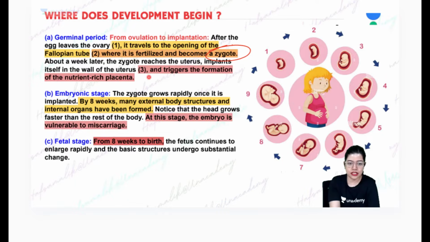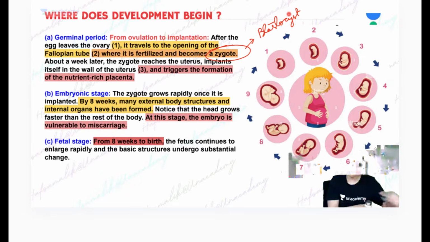Then what happens? This turns into the blastocyst. And it undergoes a rapid cell division. Now the cell division, is it going to be mitotic or meiotic? Rapid cell division, basically replication.